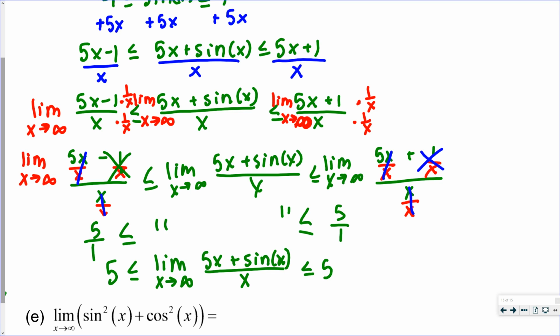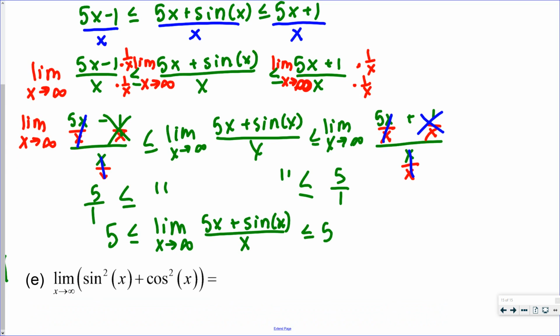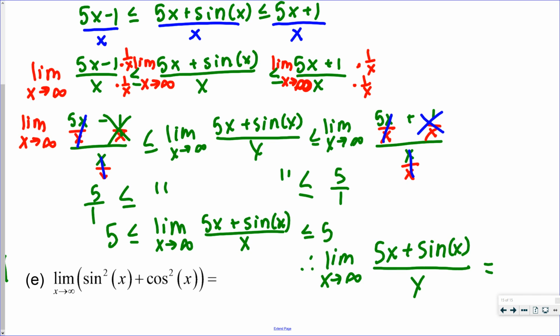So we can conclude that the limit as x approaches infinity of that middle piece would also be what, guys? 5. Which means it has a horizontal asymptote where? 5. Y equals 5. Yep, good.